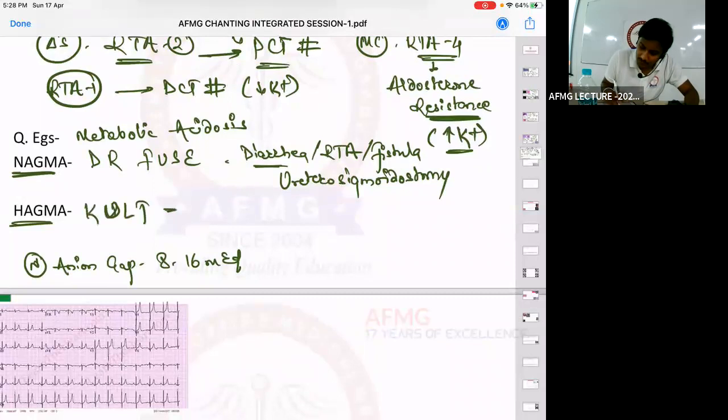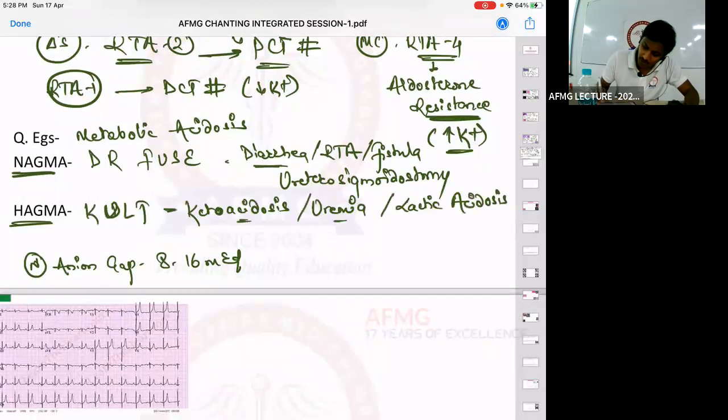ठीक है? K goes for ketoacidosis. That means diabetic ketoacidosis usually. U goes for uremia. That means renal failure. L goes for lactic acidosis. And T goes for toxins like methanol poisoning.